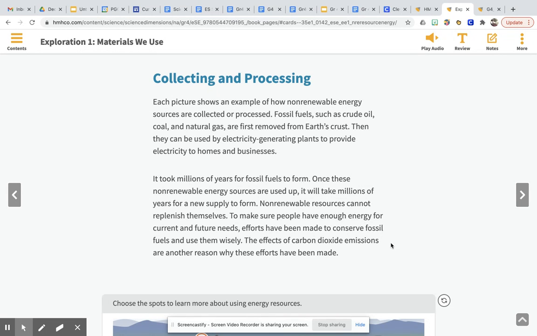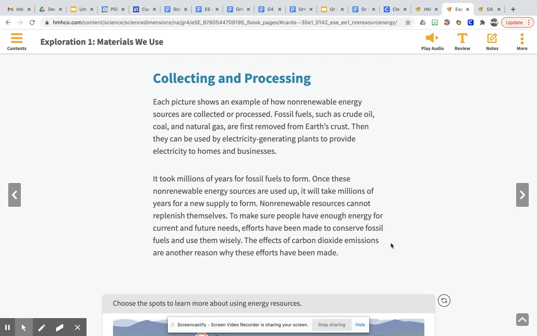It says collecting and processing. Each picture shows an example of how non-renewable energy sources are collected or processed. Fossil fuels such as crude oil, coal, and natural gas are first removed from Earth's crust. Then they can be used by electricity generating plants to provide electricity to homes and to businesses.